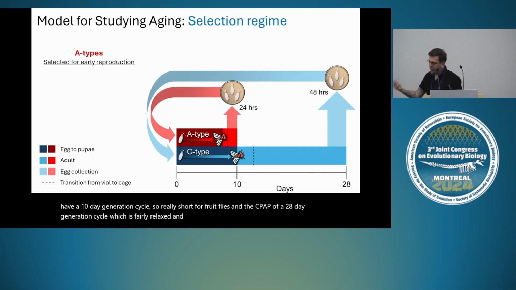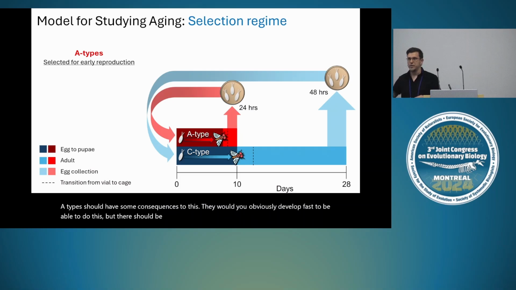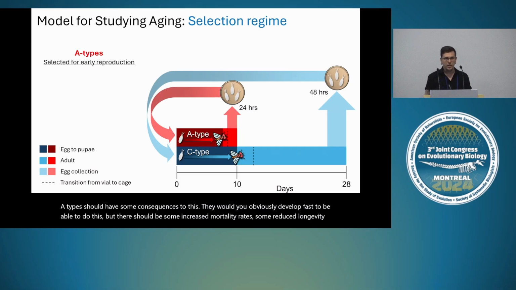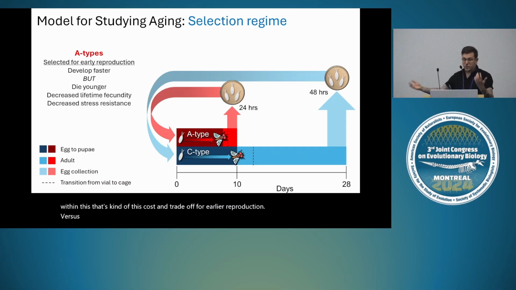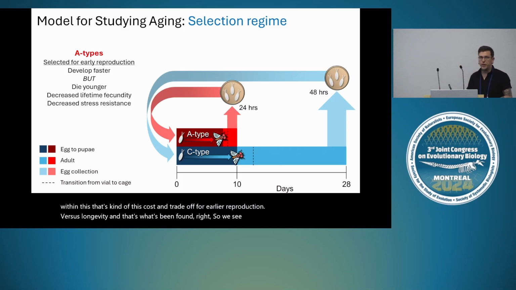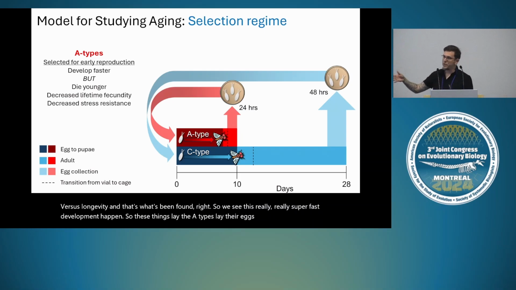And so the theory of aging would suggest that these A types should have some consequences to this. They would obviously develop fast to be able to do this, but there should be some increased mortality rates and reduced longevity, as a cost and trade-off for earlier reproduction versus longevity. And that's what's been found, right? We see this really, really fast development. The A types lay their eggs before the C types are even fully adults.